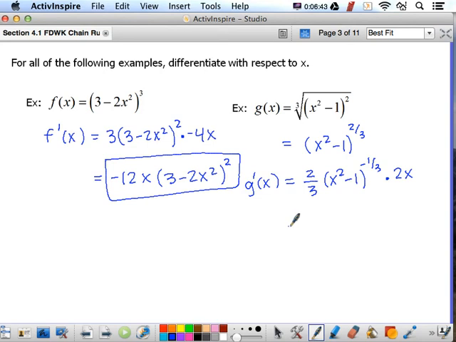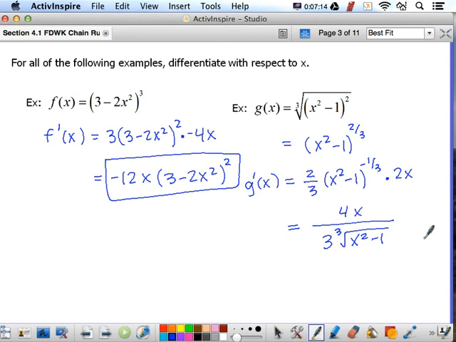Everything is multiplied. There is no addition or subtraction. So what we need to do is go through and collect everything that belongs on top and everything that belongs on bottom. So the 2 and the 2x will make 4x on top. And on bottom, we already have a 3, and this guy is going to drop down to join him to make his power positive. So if I drop that into the denominator, it will become x squared minus 1 to the positive 1/3, also known as the cube root of x squared minus 1.